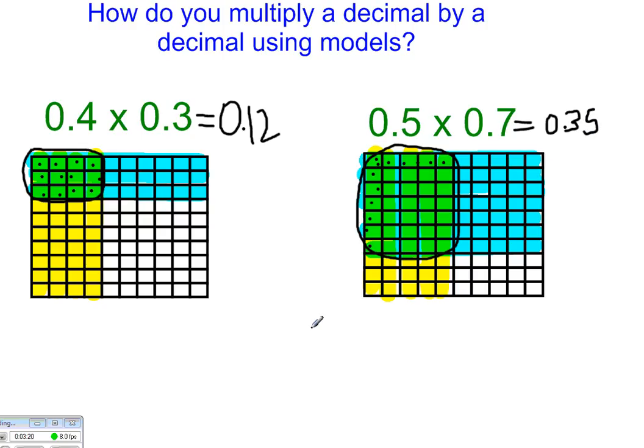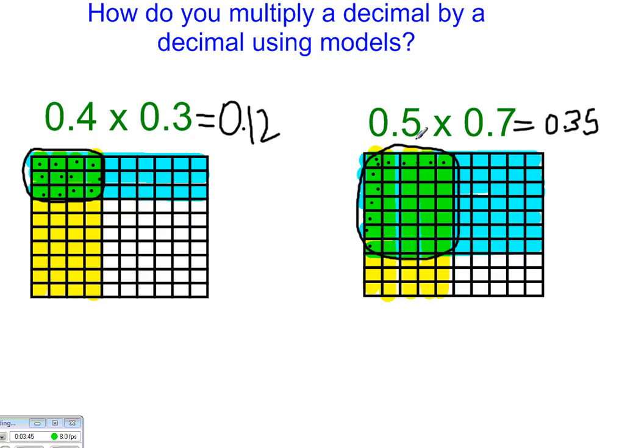And if you notice here, my product is much smaller than what I started with. Hey, are you making another connection too? 4/10 times 3/10 equals 12 hundredths. My product got smaller. But wait, this also reminds me of a whole number expression. 4 times 3 is equal to 12. So it's interesting how the whole number expression is related to this decimal expression.